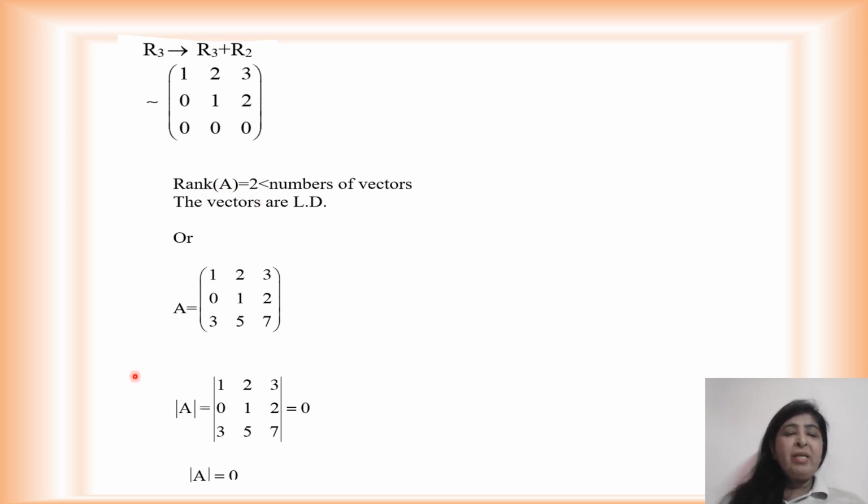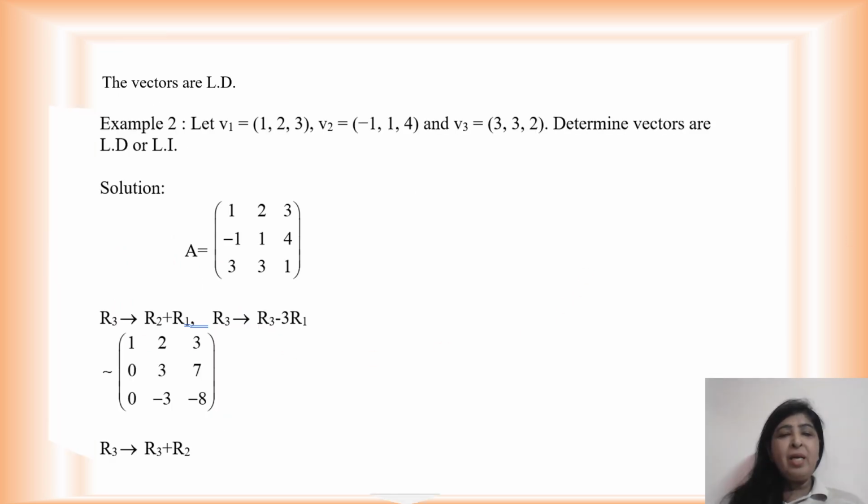Or you can find the determinant of this matrix A. So A is the matrix; we have just written the entries. Then we find the determinant of A, and it comes out to be 0. The condition for linearly dependent is that the determinant of A should be 0. This means our vectors are linearly dependent. Now let us take up another example.